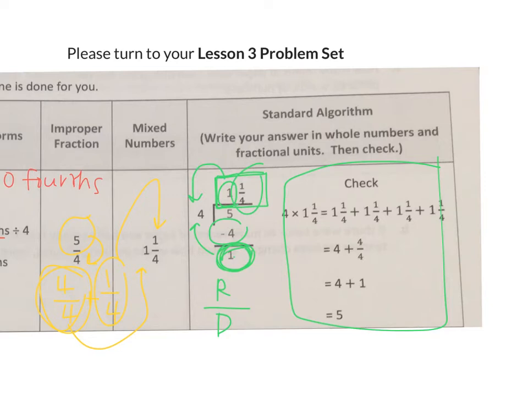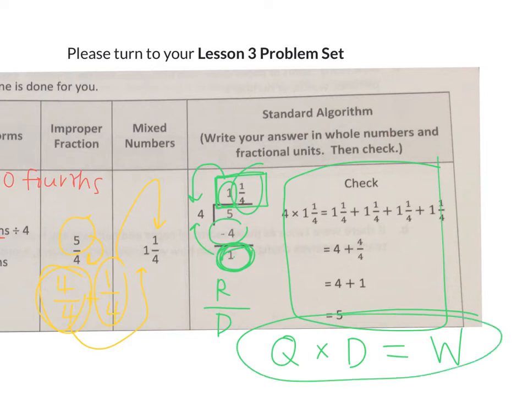What do you multiply? Your quotient times your divisor should equal your whole. You might want to write this down for how to check. Your quotient multiplied by your divisor should equal your whole, and if it does, then you can put a check because you checked your work.